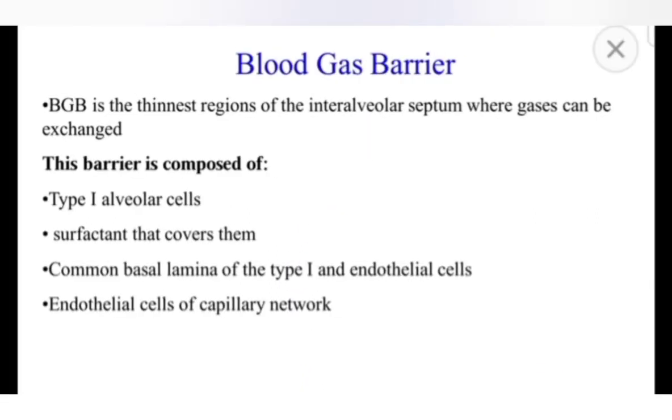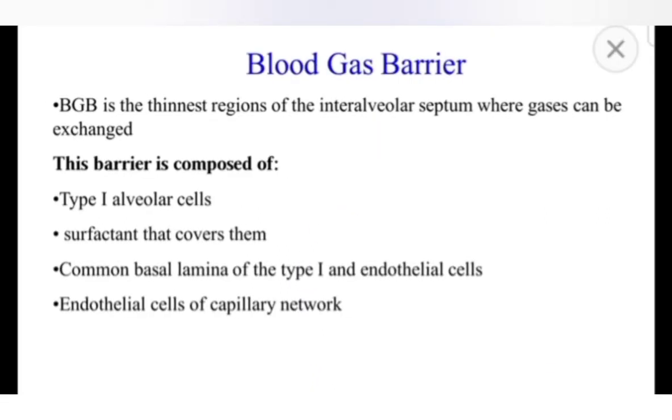Then let's talk about the blood-gas barrier. The blood-gas barrier is the thinnest region of the intra-alveolar septum where gases can be exchanged. This barrier is composed of type 1 alveolar cells, surfactant that covers them, the common basal lamina of the type 1 and endothelial cells of the capillary network. This is forming the blood-gas barrier.